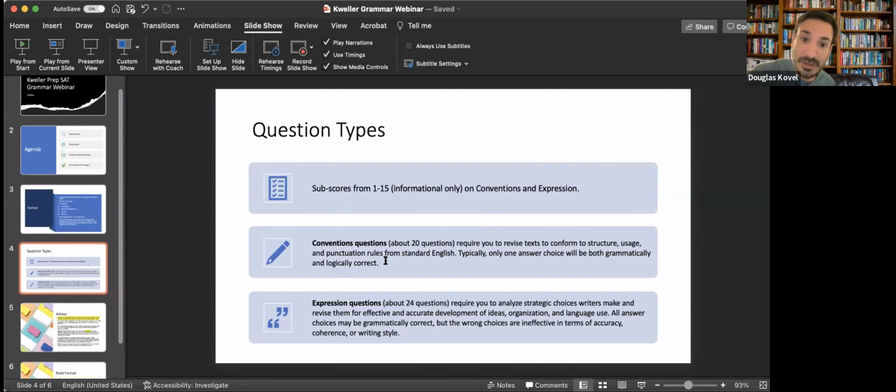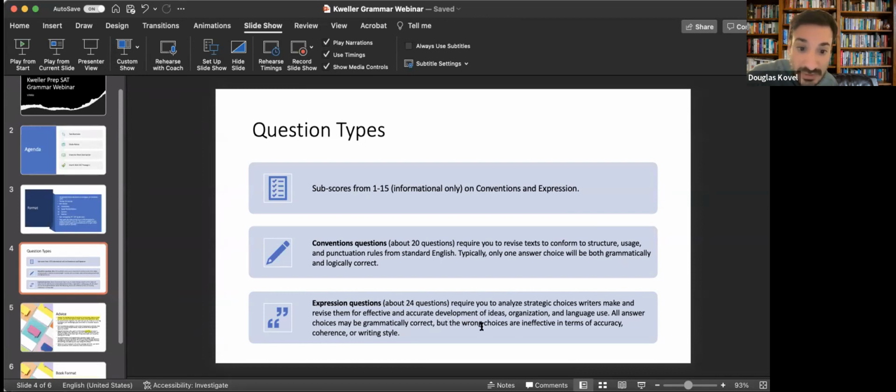But for the most part, only one answer will be grammatically correct. So this is where learning all the grammar rules really comes into play. And then the remaining questions, about 24 of them or so, are called expression questions. These require you more to analyze the strategic choices that writers make and to revise them for effective and accurate development of ideas, organization, and language use.